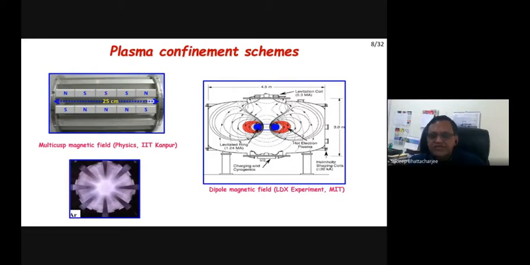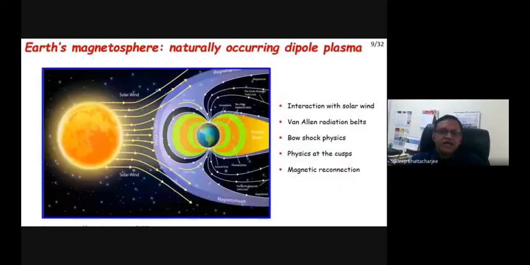As you can see, this is a dipole magnetic field. So you can have a coil carrying current, and you can create a field which is a dipolar field, and that is how you can confine a plasma inside a dipolar magnetic field, and it is called a dipole plasma. Now, the Earth's magnetosphere is a burning example of a naturally occurring dipole plasma.